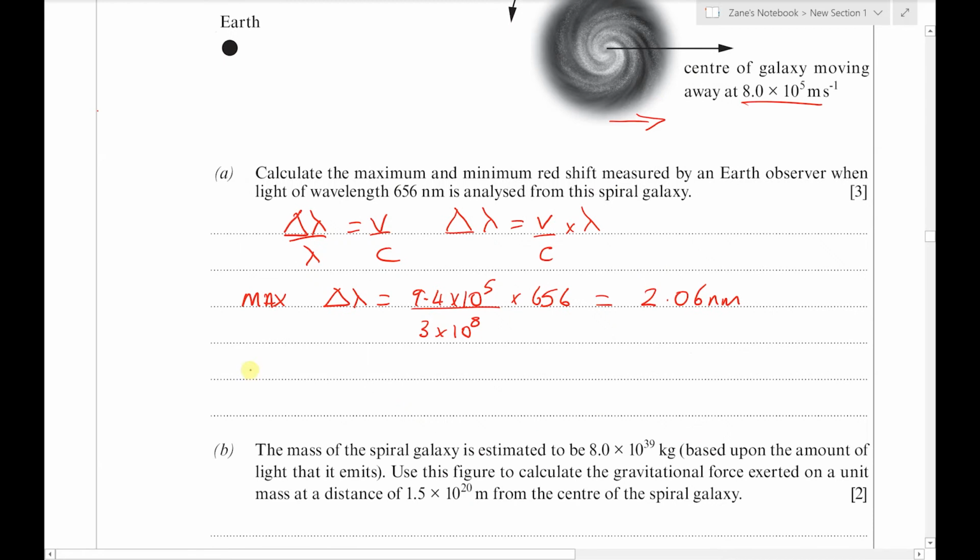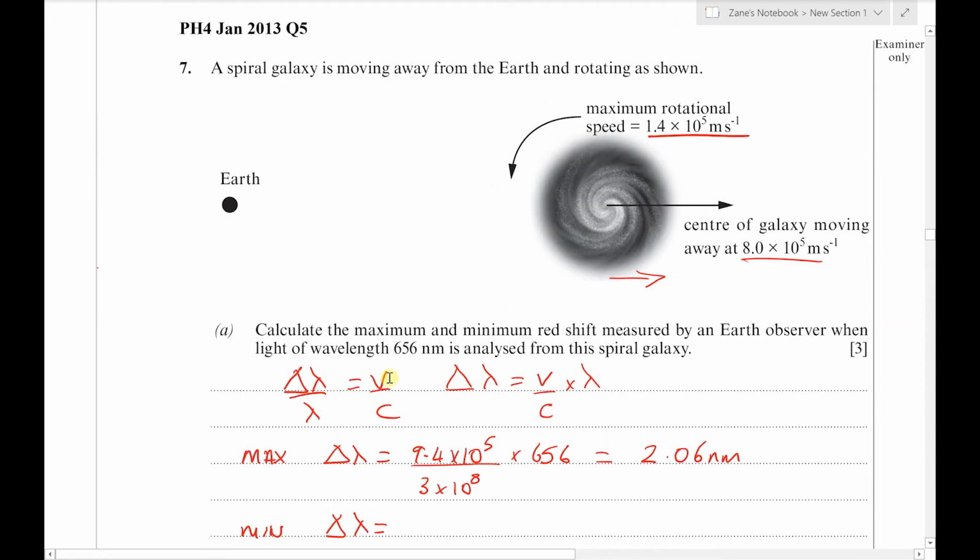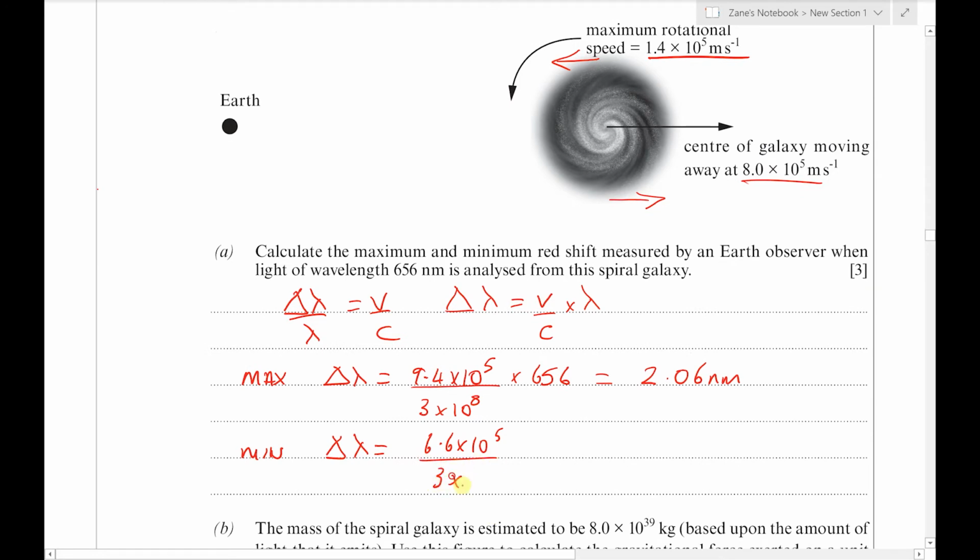For the minimum delta lambda, well, this time this will occur at this position where the star is within its rotation, at least heading towards the Earth, but because the centre of mass of the galaxy is moving away from the Earth at a bigger speed than the rotational speed, then the net speed away from the Earth for that particular star would be 8 take away 1.4, or 6.6 times 10 to the 5 meters per second. Still 3 times 10 to the 8 on the bottom, still 656 nanometers. And this one gives us 1.44 nanometers.